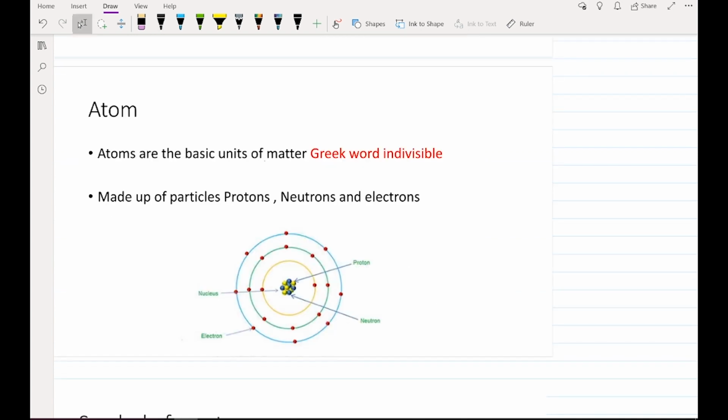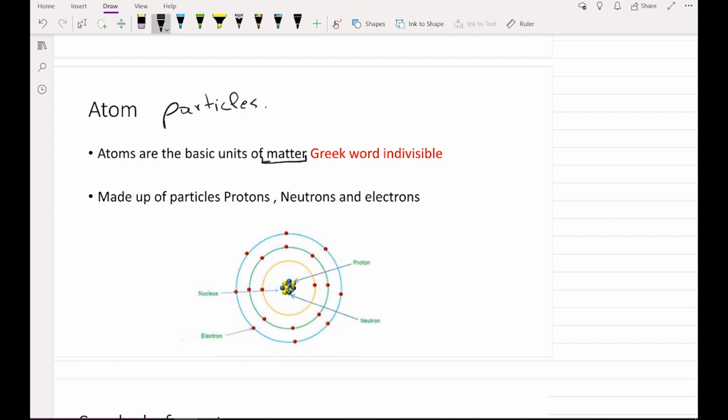Now, after the introduction about matter and particles, we have reached atoms. Atoms are the basic unit of matter. We learned that matter is formed of tiny particles. So, atoms are the particles that matter is formed of. Everything around us is formed of atoms, living and non-living. Living like animals and plants, non-living like a chair or a desk. So everything is formed of atoms.